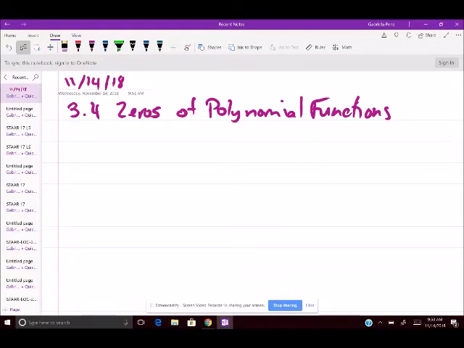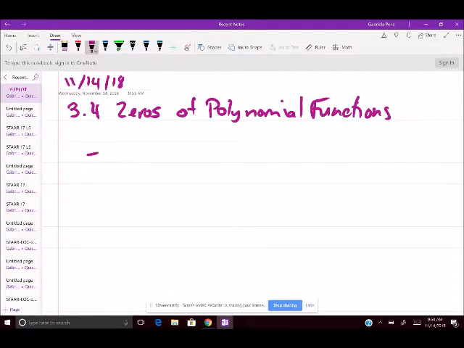All right. So 3.4, zeros of polynomial functions. It's a lot of work behind it. And honestly, this lesson is like, really, do we really have to do this? Well, yes, because you're going to have to do it on your test. So we already know how to find zeros. We've used synthetic division. We're going to use synthetic division in this lesson also. But there is so much more work behind it.